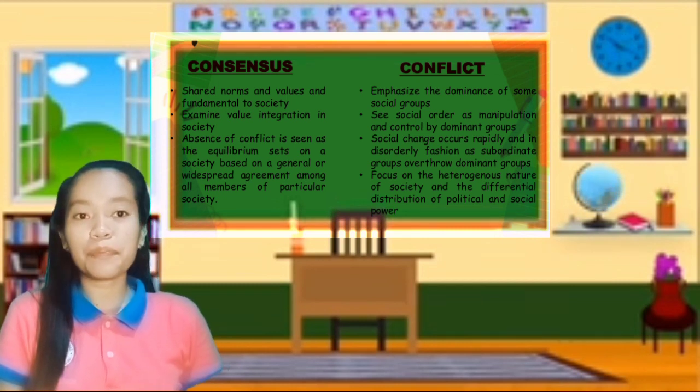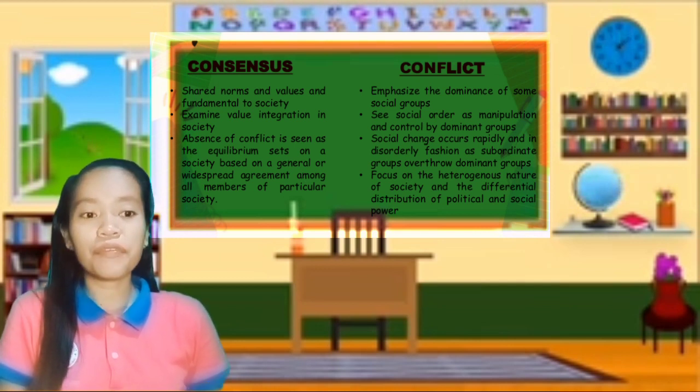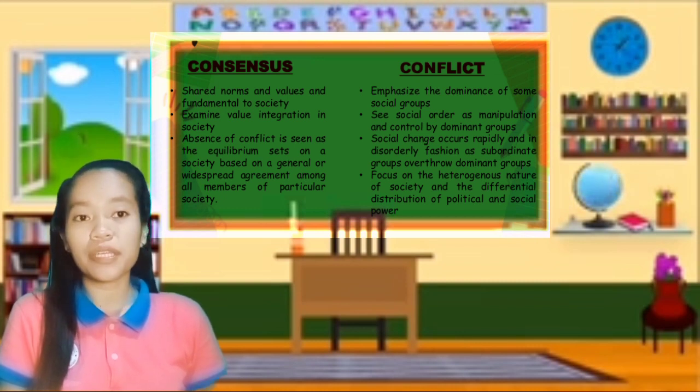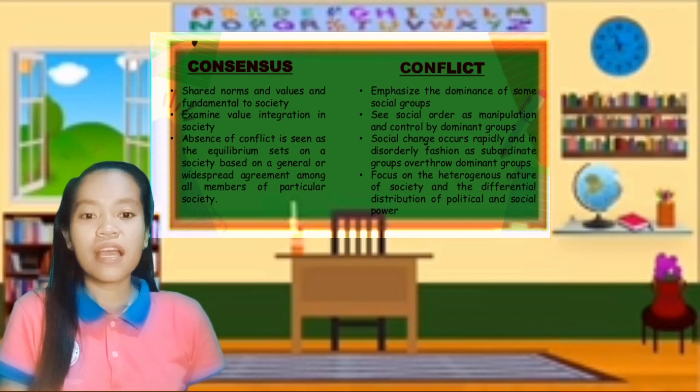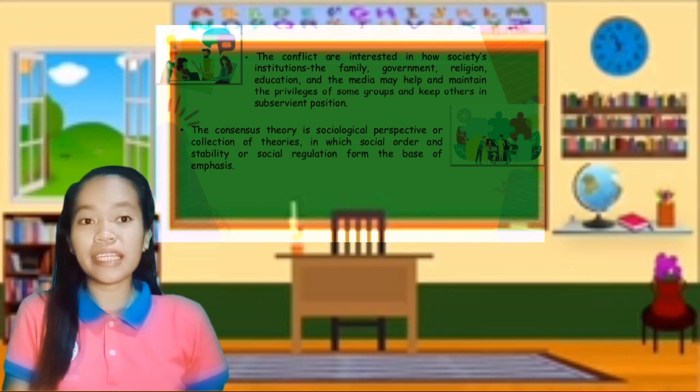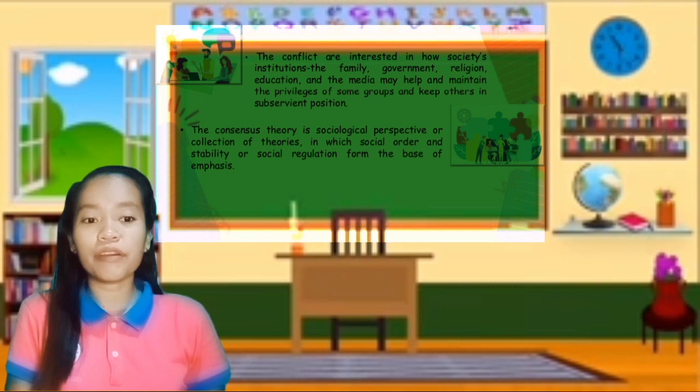Critics of the conflict perspective point to its overly negative view of society. The theory ultimately attributes humanitarian efforts, democracy, civil rights, and other positive aspects of society to capitalistic designs to control the masses, not to an inherent interest in preserving society and social order. So conflict theorists are interested in how society's institutions, the family, government, religion, education, and the media, may help maintain the privileges of some groups and keep others in a subservient position.